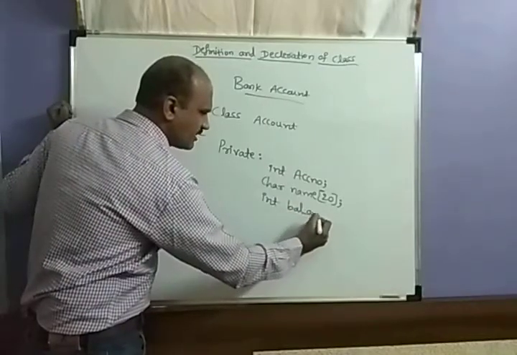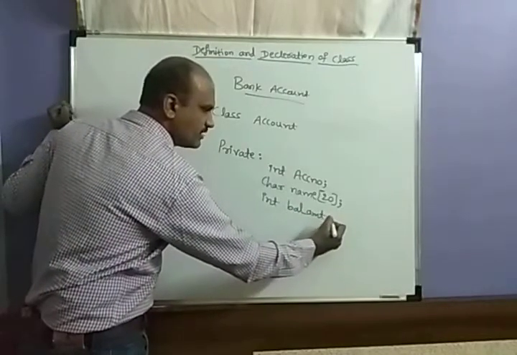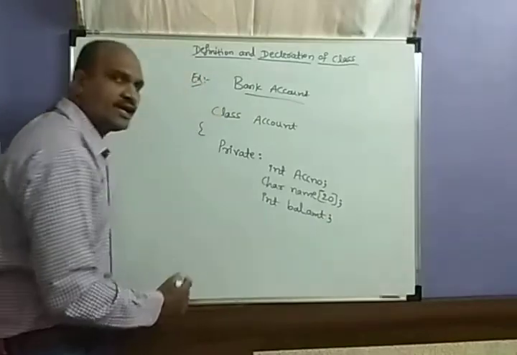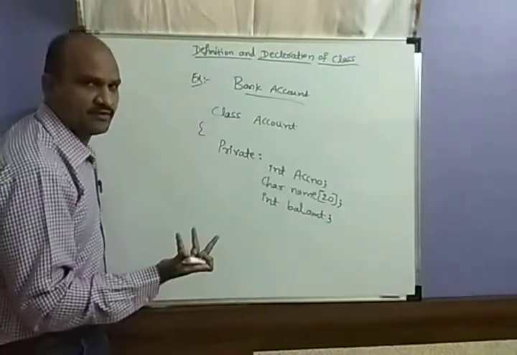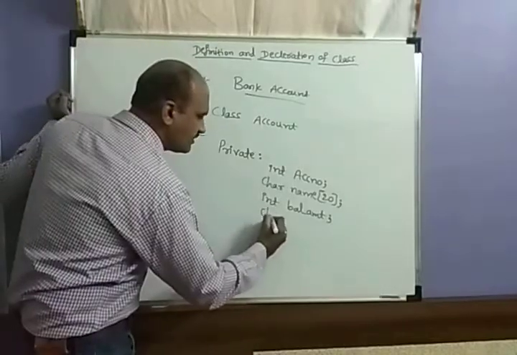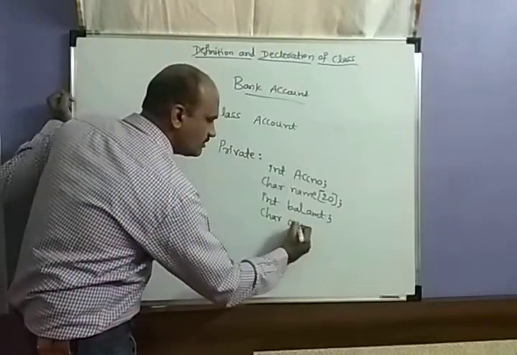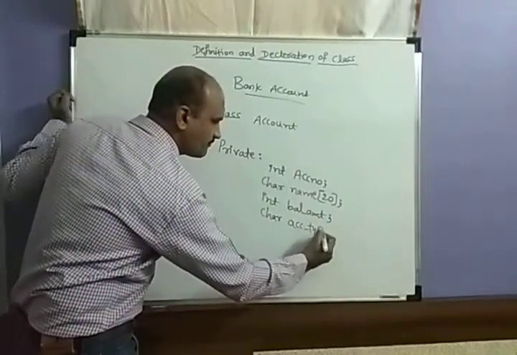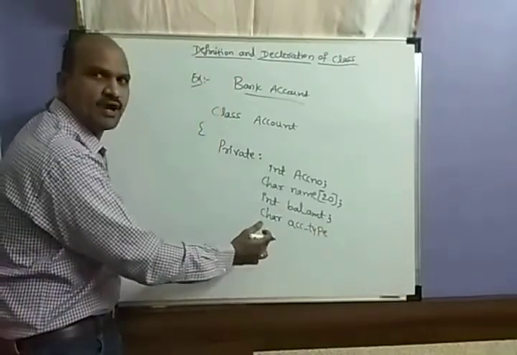Balance amount, you can write anything, okay. So that is also the integer. And what type of account are you having? You are having a current account or a saving account, different types. So I will say character with the account type, okay. You should have some account type.